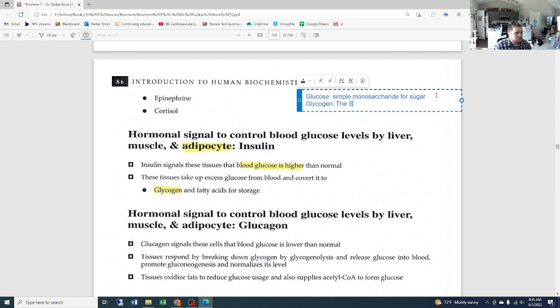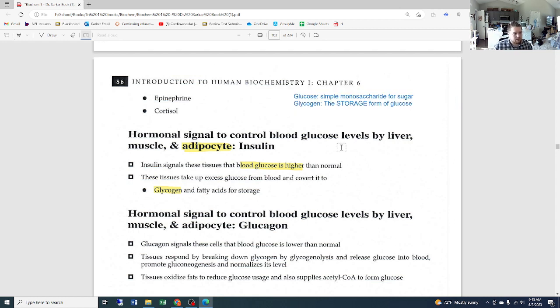Glycogen is the storage form of glucose. Okay? Meaning, we want to be able to have glucose ready to use whenever we need it. So places like specifically the liver and muscles are going to store glucose in the form of glycogen in order to have energy on demand whenever they need it. Okay. So again, those tissues take up that excess glucose from the blood. They convert it to glycogen and fatty acids for storage. We'll get into how later on how they do fatty acids.